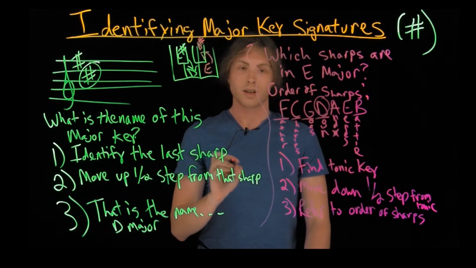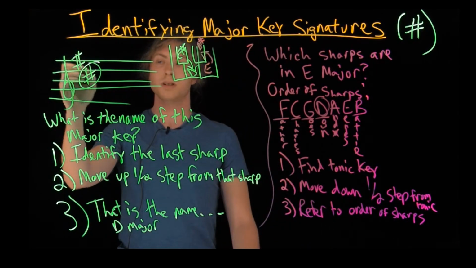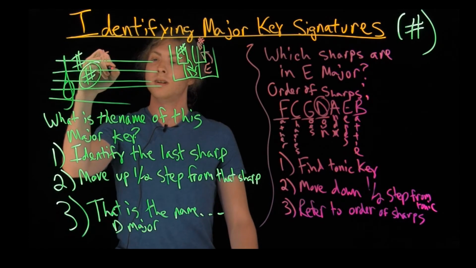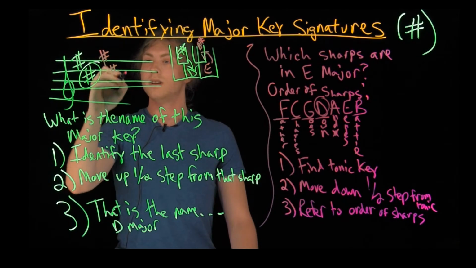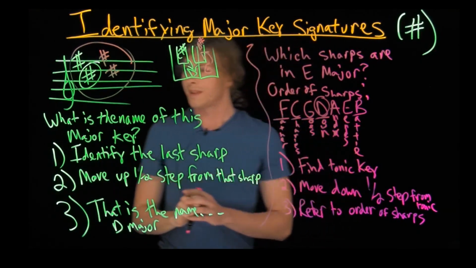So if you want me to draw that, let's draw that on the staff up here. We'll have F sharp and C sharp. Those are already there from earlier. And I'm going to add G sharp and D sharp. And here is your key signature for the key of E major.